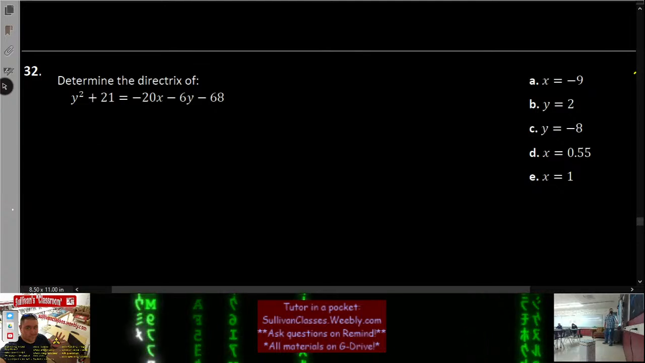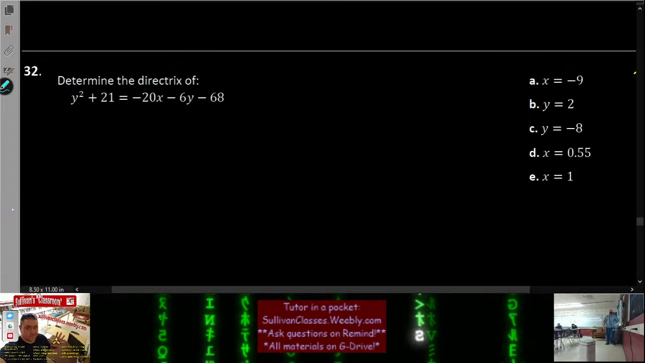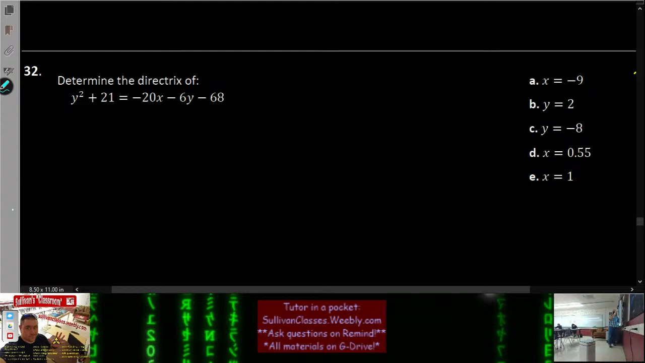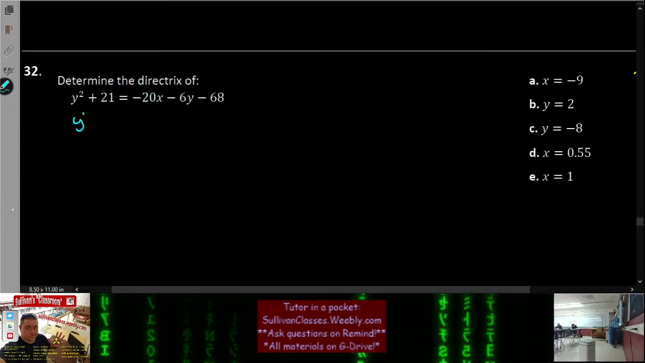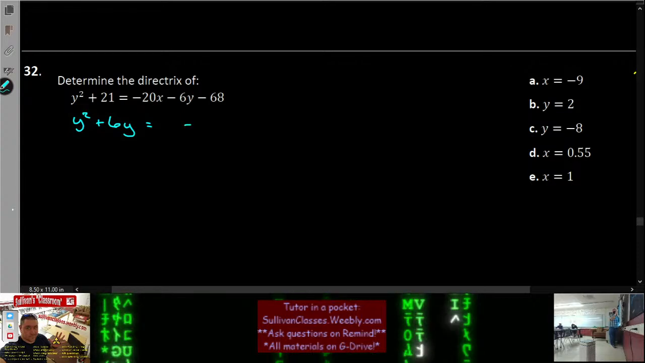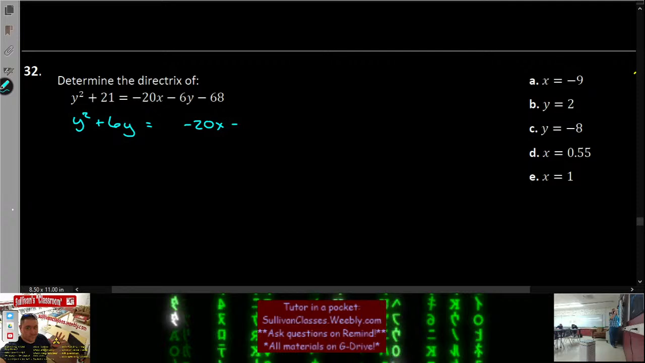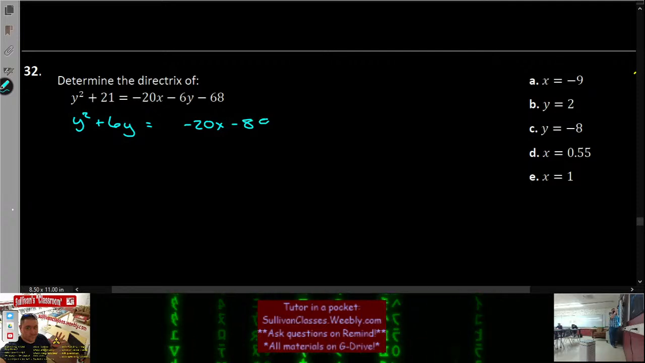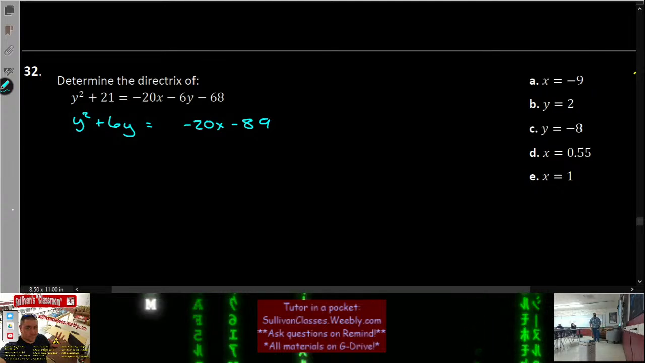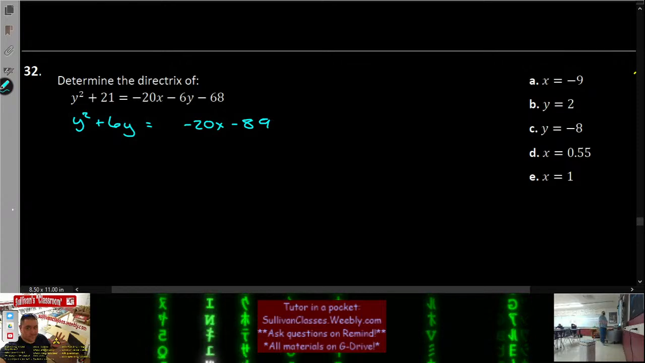All right, Directrix. Before I can find the Directrix, I need to put it into standard form. To put it in standard form, I need to know which one is squared and get all that stuff on one side. So y squared plus 6y is negative 20x minus, ew, 87. Ew. Get your y stuff on one side because that's the squared stuff. Then complete the square.